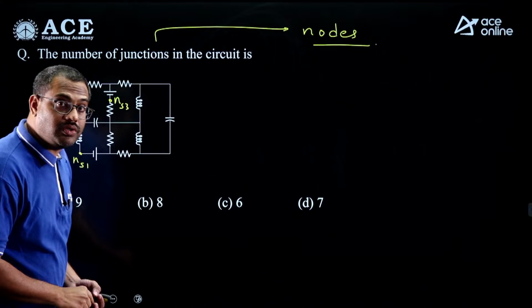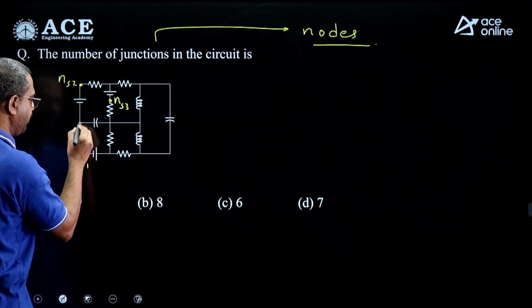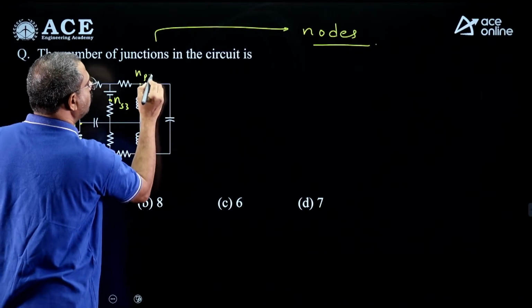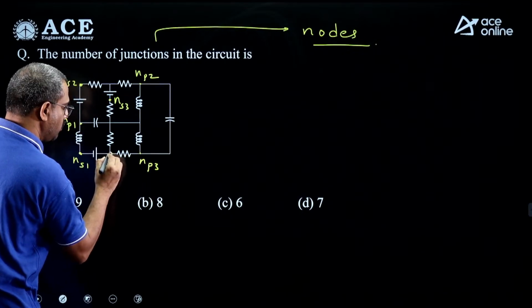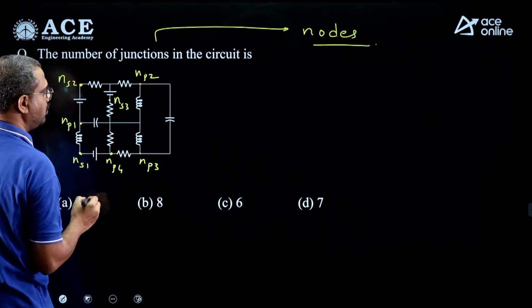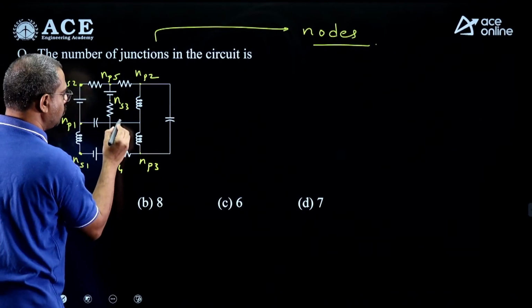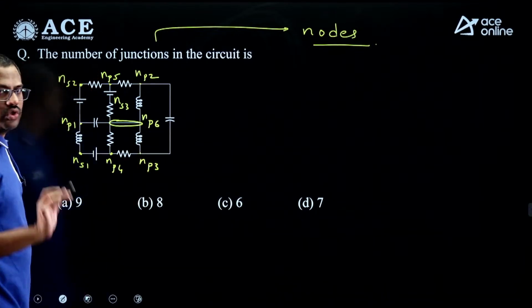But what are principal nodes? Yes, any junction connecting more than two elements is called a principal node. So this is of course principal node 1. This is principal node 2. And this is principal node 3, principal node 4. Then this is principal node 5. And this total is a single principal node 6.